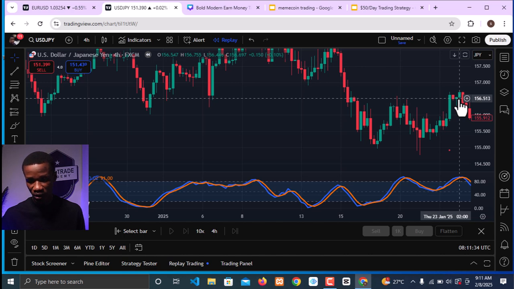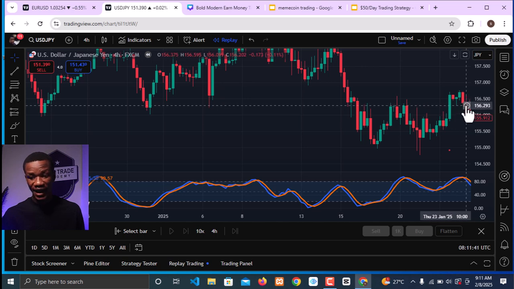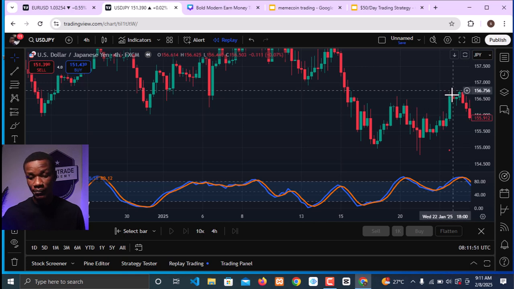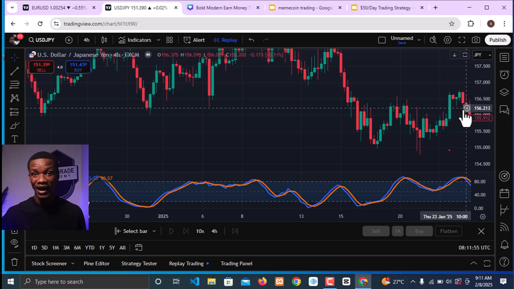Look at it right here. So that happened at this very point. So at the formation of this very candle, this is where we want to take our position, okay, and see how the market is going to go. And your stop loss has to be slightly above that resistance at this very point, and your take profit target has to be 2 times your risk.